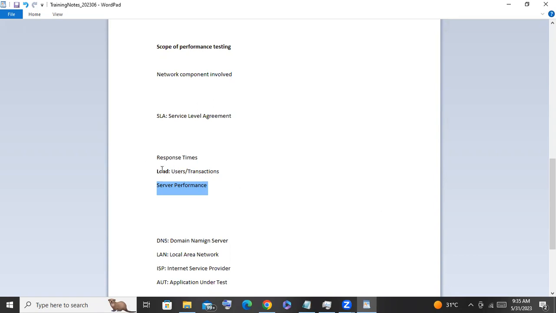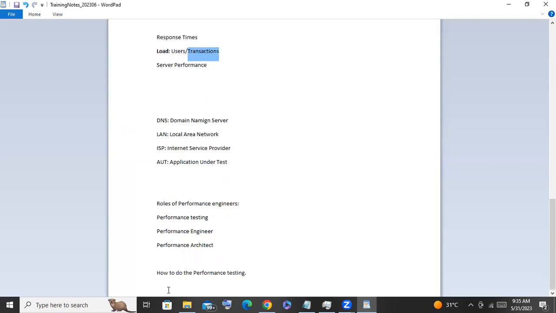But what is the main goal of performance testing? One of the main goals of performance testing is to put in multiple users and multiple transactions at the same time. Now, let's introduce one more concept. The concept is called concurrent users and transactions. What are concurrent users and transactions?